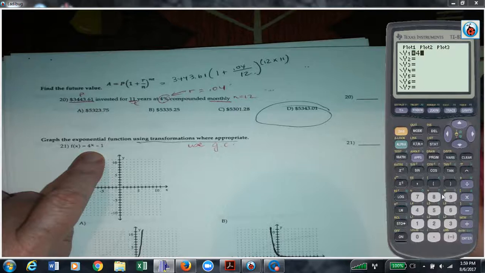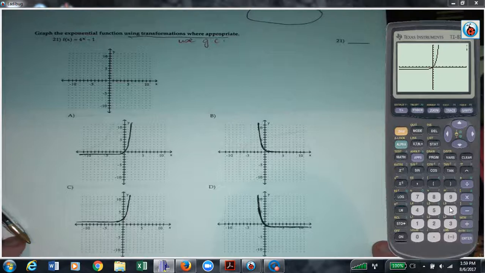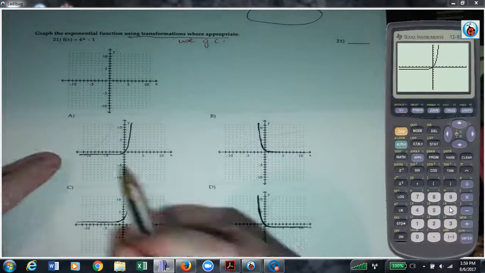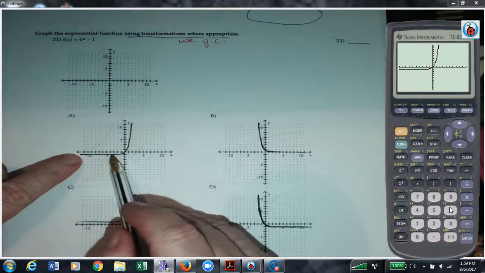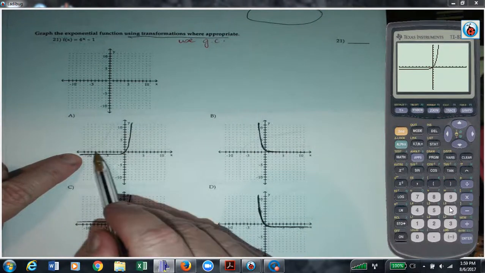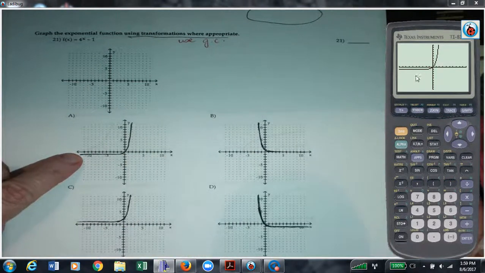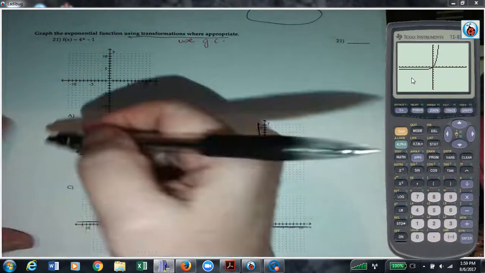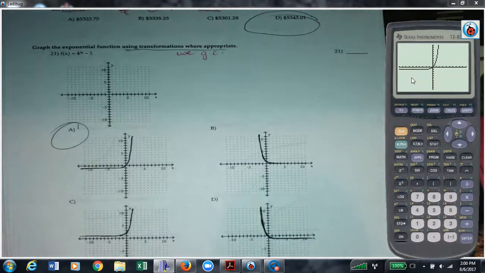Okay, so 4 to the power of x minus 1. Then do a zoom 6. Okay, now this one has this part of the graph being under the x-axis, and that's what's going on here. So definitely got to be a.